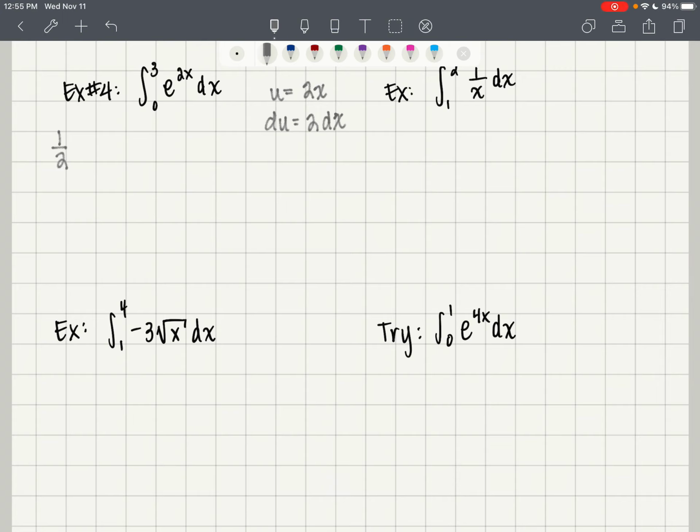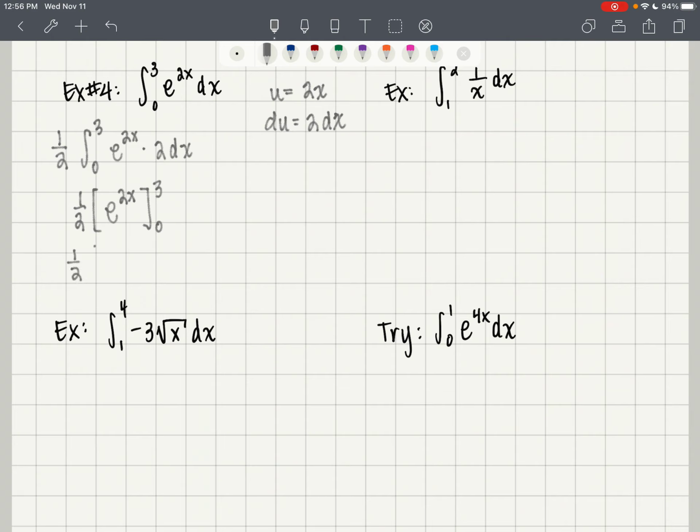So we have 1/2 times the definite integral from 0 to 3 of e to the 2x times 2 dx, which is in the form of e to the u du. And the integral of e to the u du is e to the u plus c, but because this is a definite integral, we are going to evaluate from 0 to 3 and drop that constant of integration. So we have 1/2 times e to the 2x evaluated from 0 to 3.